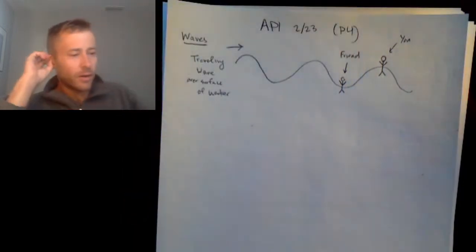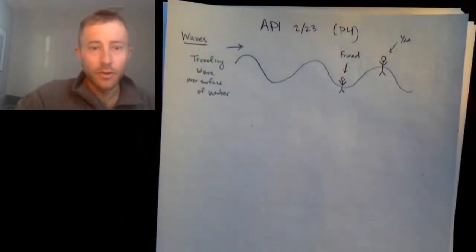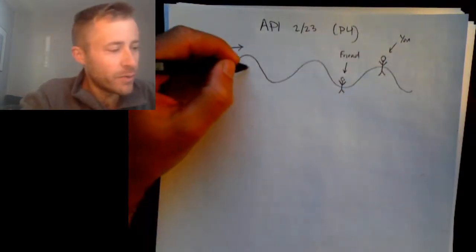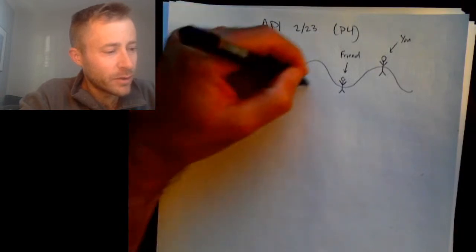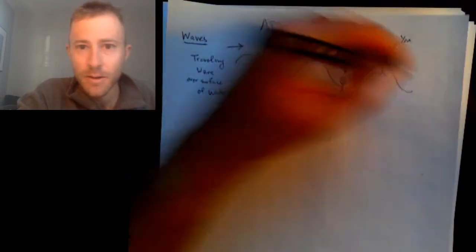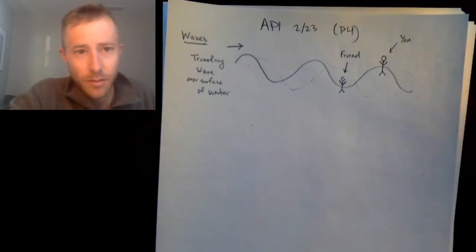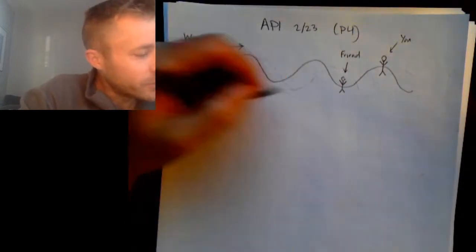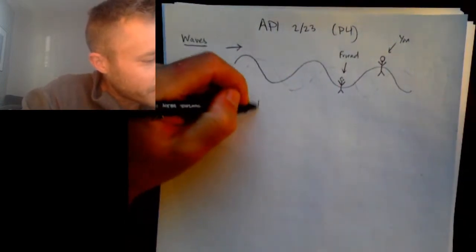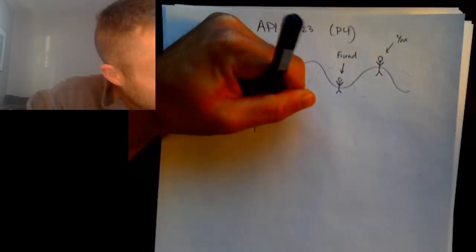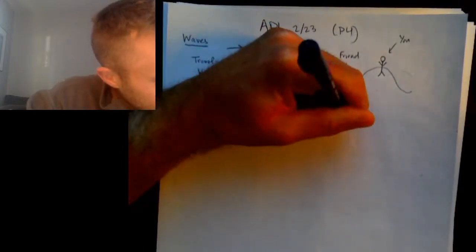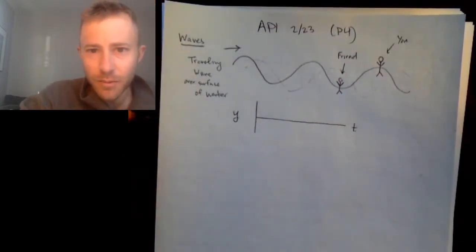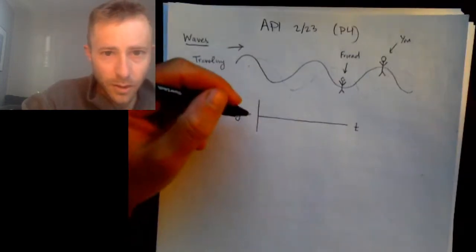And so what I want to think about is this wave as it passes by. So this wave is actually moving. So later on it's going to be over here like that. It's moving as waves in the ocean do. And so what I would like to do is go ahead and draw a position, an elevation as a function of time graph for you, okay?